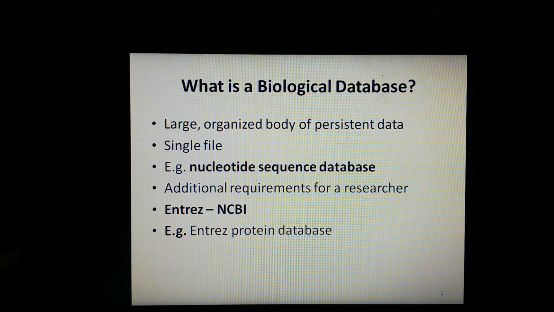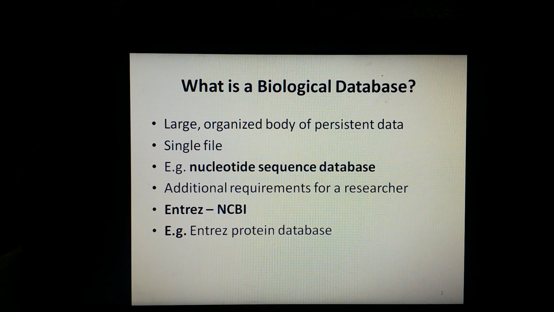NCBI is basically the abbreviation of National Center for Biotechnology Information. At NCBI, many databases are linked through a unique search and retrieval system called Entrez. Its spelling is E-N-T-R-E-Z, but its pronunciation is "Ehentre". Entrez allows a user not only to access and retrieve specific information from a single database, but also to access integrated information from many NCBI databases.